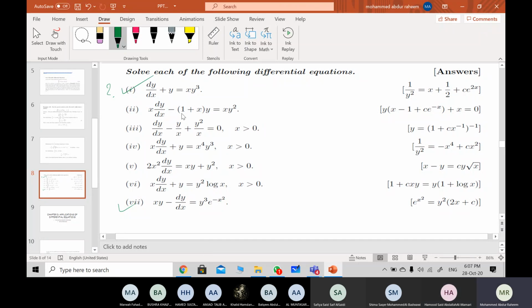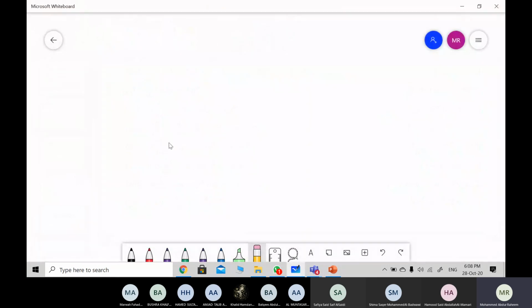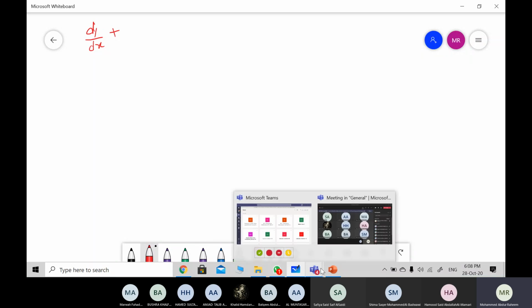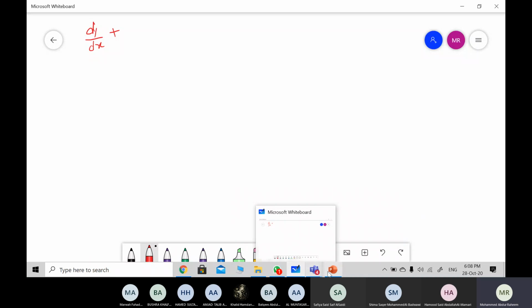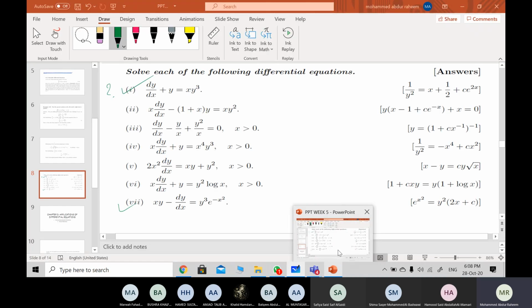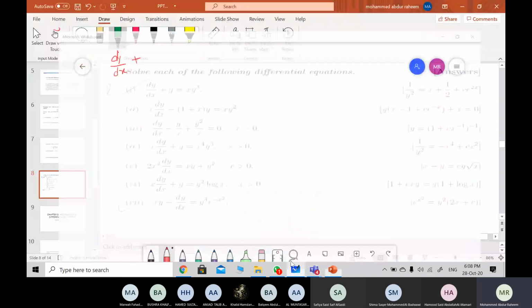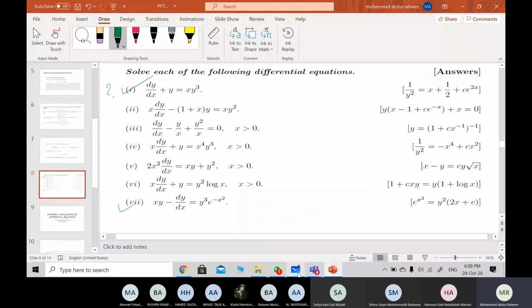So better take dy by dx plus y equals to xy cube. This is Bernoulli's differential equation, and we have dy by dx plus y equals to xy cube.